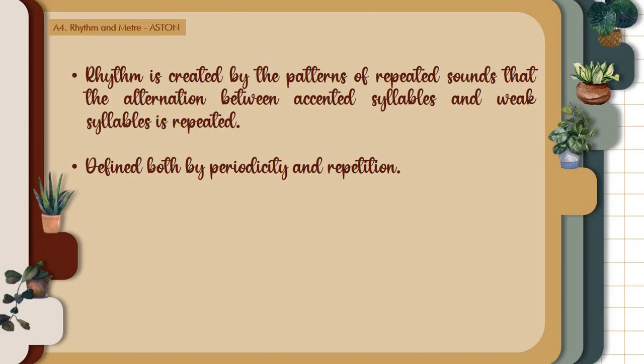Furthermore, poetry also has rhythm, which is created by the patterns of repeated sounds in such a way that the alternation between accented syllables and weak syllables is repeated. That repetition is what makes rhythm. Rhythm is therefore a pattern movement of pulses in time which is defined both by periodicity, which means it occurs at regular time intervals, and repetition, which means the same pulses occur again and again.